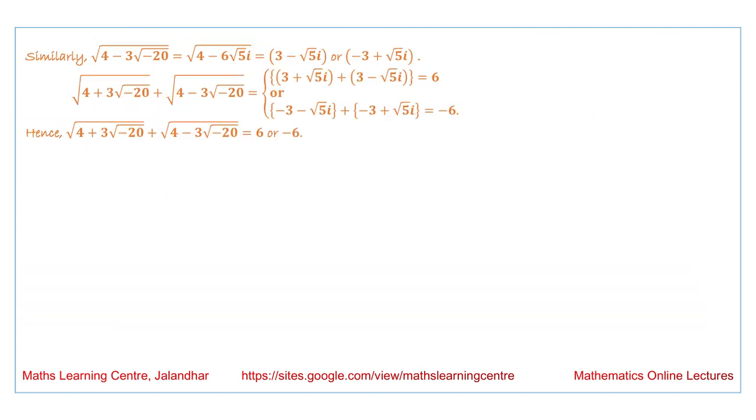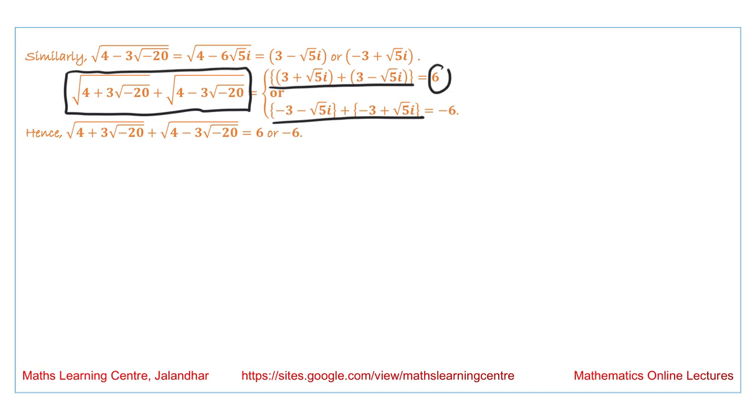So based upon this, when we are adding these two numbers, we are adding the roots over here. The answers we will get are 6 or minus 6. So this is the answer we are obtaining in this case, that the value of this term will be equal to 6 or minus 6. This is the final answer that we obtain in this case.